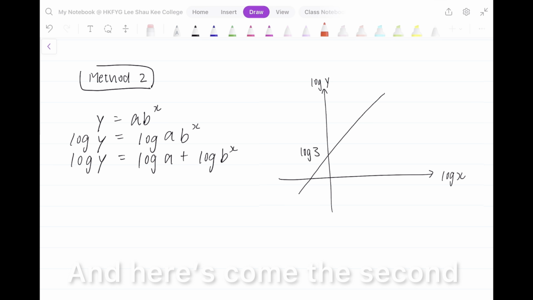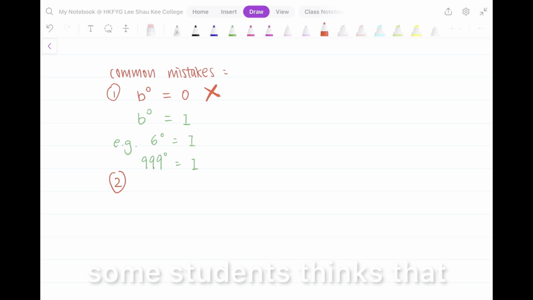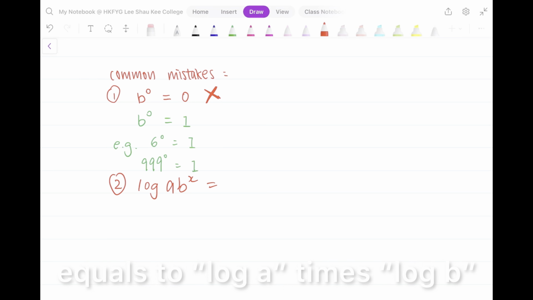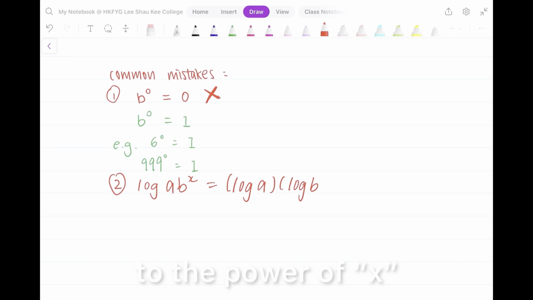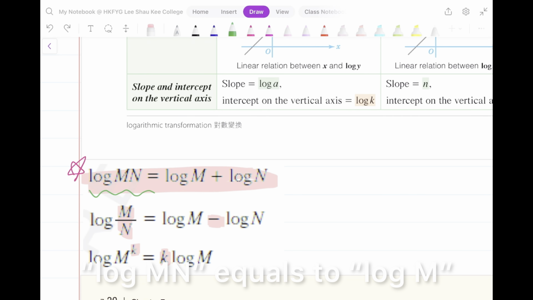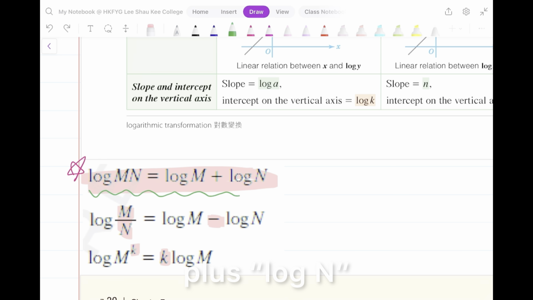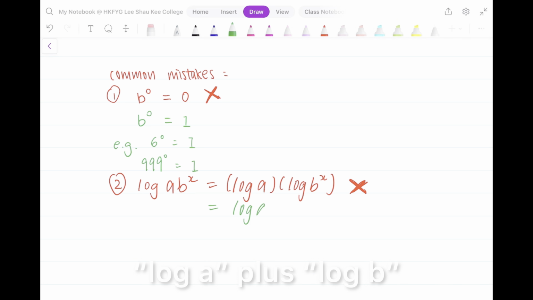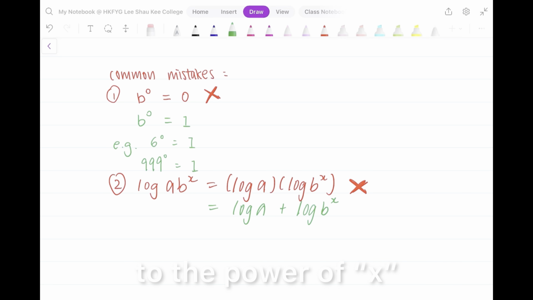And here comes the second common mistake. Some students think that log of ab to the power of x equals log a times log b to the power of x. However, this is wrong. Here's an example. Log mn equals log m plus log n. So in here, the answer should be log a plus log b to the power of x.